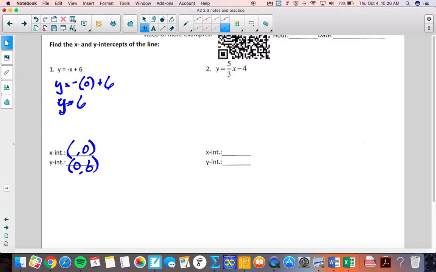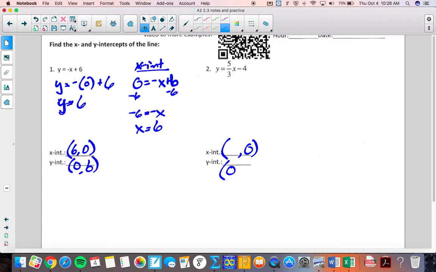And then for the x-intercept, I'll do some work over here. I'm going to put 0 in for y and solve this. That's a 6, so I'm going to subtract 6. And then I get negative 6 equals negative x, so that means that positive x equals positive 6. Same thing, the x-intercept is the x value when y is 0. The y-intercept is the y value when x is 0.